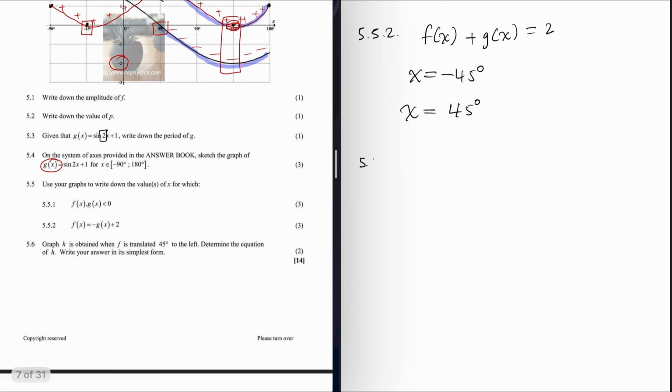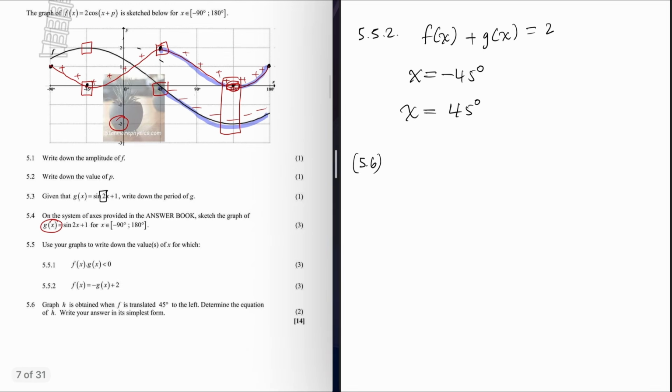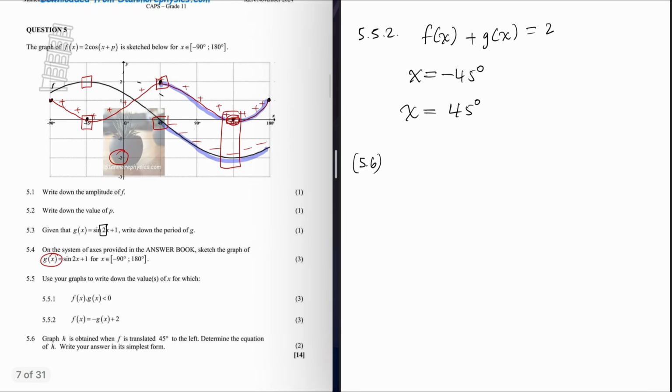Question 5.6 says, graph H is obtained when f is translated 45 degrees to the left. Determine the equation of H. Write your answer in its simplest form. So the equation of f is going to be, f of x, let's write the correct thing now. It's going to be 2 cos, and then here it's going to be x plus 45.